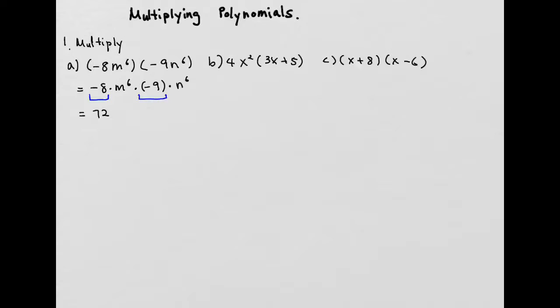And then we can do variable by variable. But this m and n are not like terms, so we should not be able to combine them together. So you will have just m to the 6 and n to the 6.